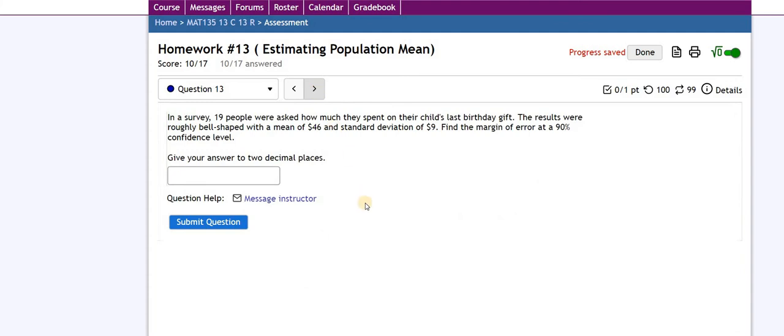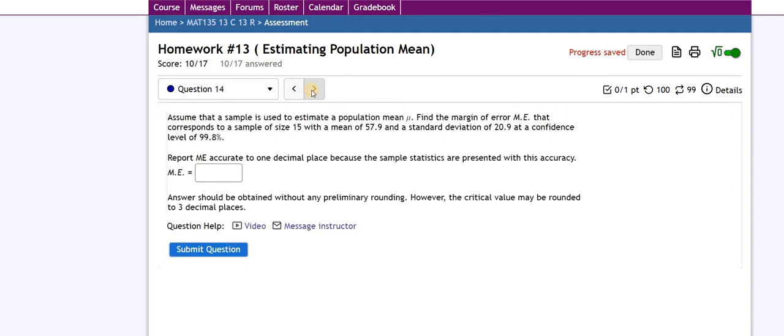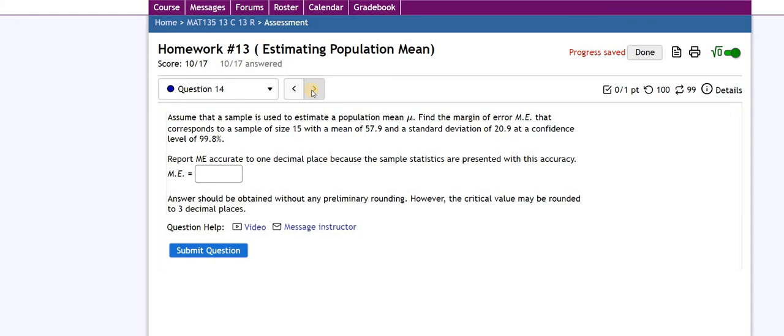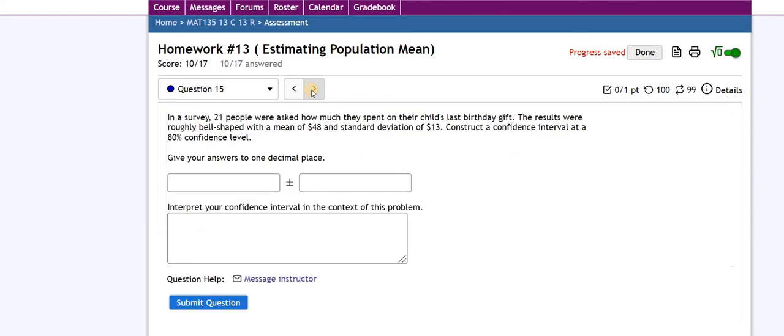In a survey, 19 people were asked how much they spent on their child's last birthday gift. This is a repetitive question. We just need to find the margin of error. We have N is 19, X bar is 46, the standard deviation S is 9, and the level of confidence is 90%. You will be able to do that question on your own. We answered a similar question to this one as well, so I'm not going to go over this question either.